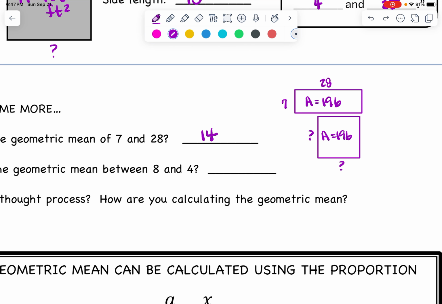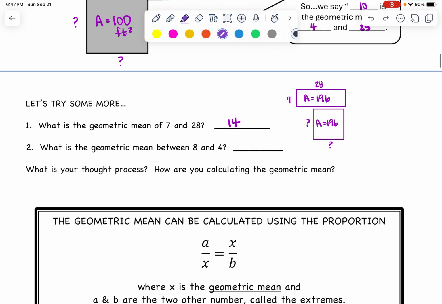Isn't that interesting? Again, I don't expect you to draw this picture every time because we're doing the same 2 steps every time. So let's think about this question right here as we do this next one. What is your thought process, right? How are we actually calculating this so we don't have to sit here and draw a bunch of rectangles and squares every time? So if I want to know the geometric mean between 8 and 4, well, what am I going to do? I'm going to multiply 8 times 4. I'm just going to do that over here if everyone's cool with that. So we know 8 times 4 is 32.